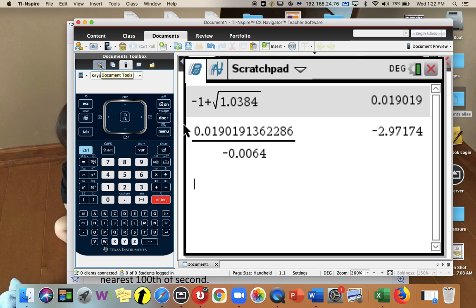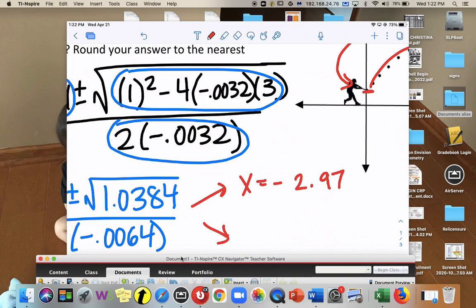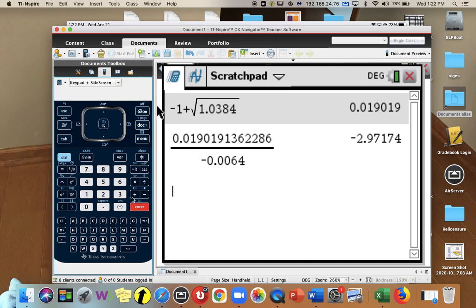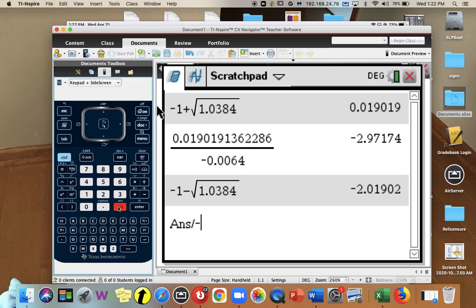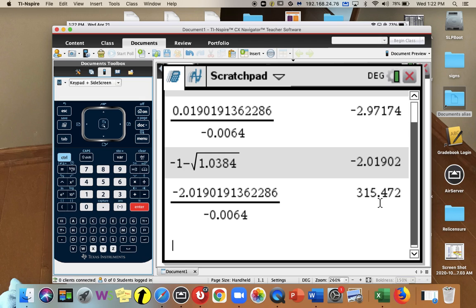Let me write it down first, and then we'll talk about what it means. I'll round to the nearest hundredth, so negative 2.97. Then I'm going to do the other one, which is negative 1 minus the square root of 1.0384. I'll hit enter, and I'll divide by negative 0.0064. This one's positive, and I'll write it down: 315.47 if I round to the nearest hundredth, which is 2 places after the decimal.